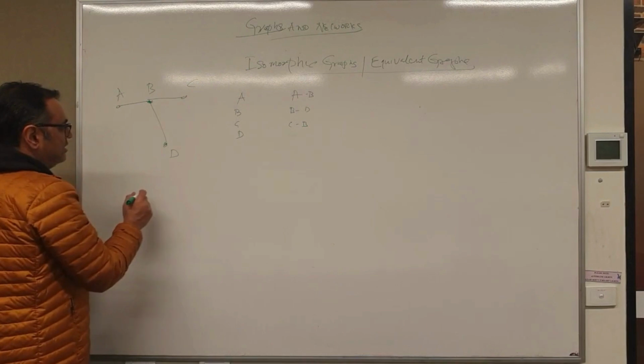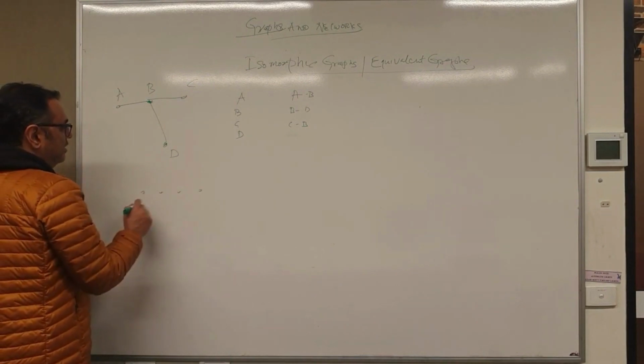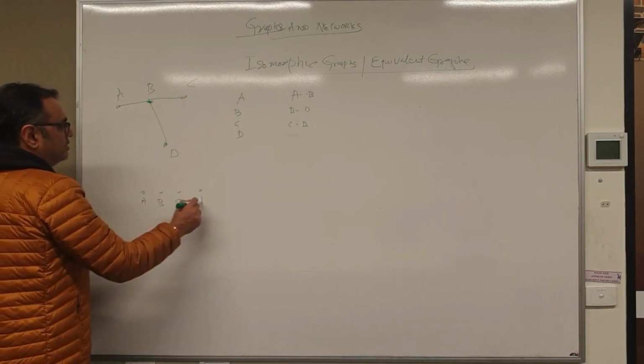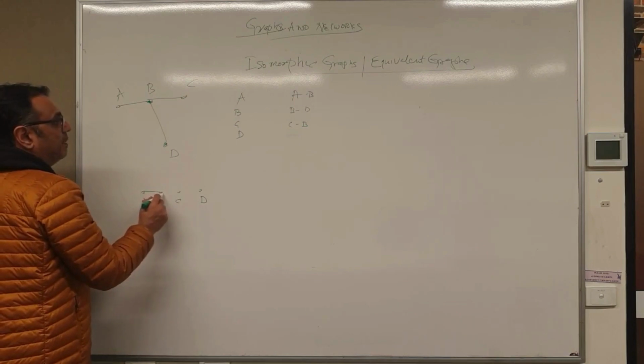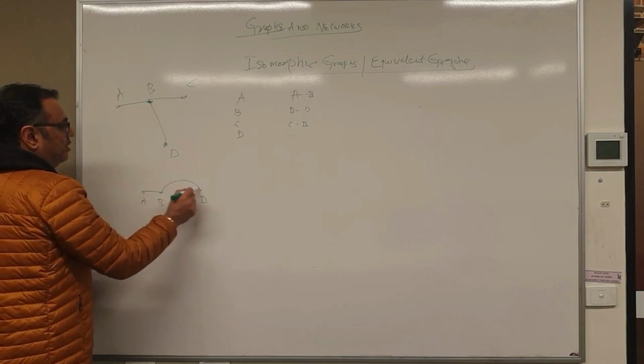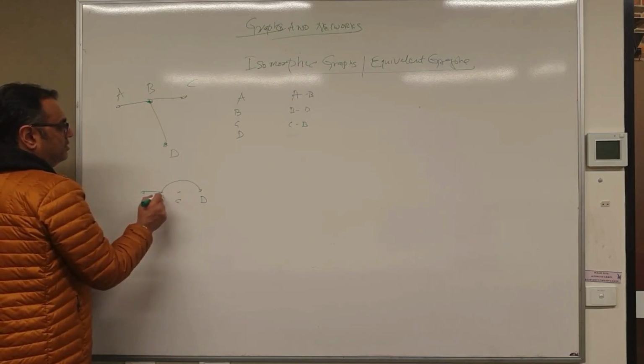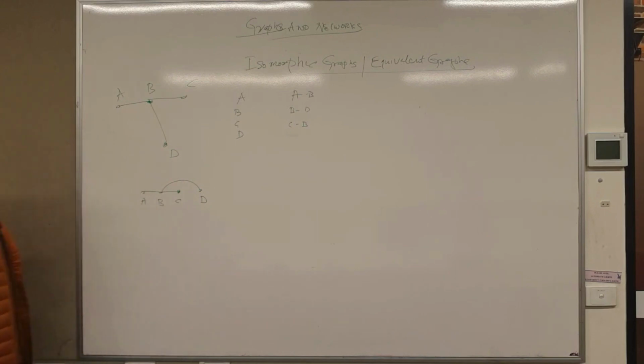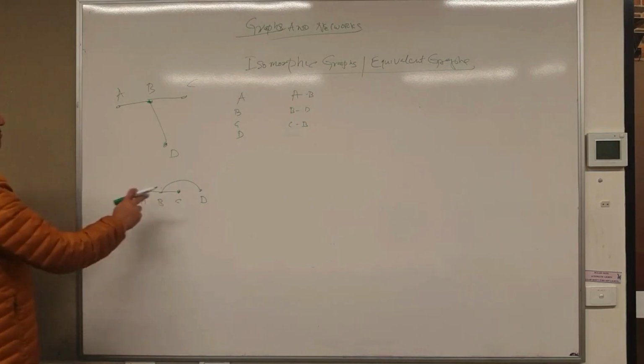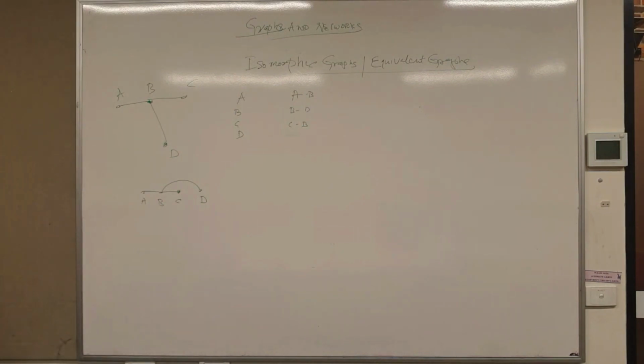I could have drawn it like this: A, B, C, D, and I say A to B, and then B to C, and then D to C. That's another graph. So these two graphs are exactly the same. Shape does not matter. So they are called isomorphic graphs. All good so far with me? All right.